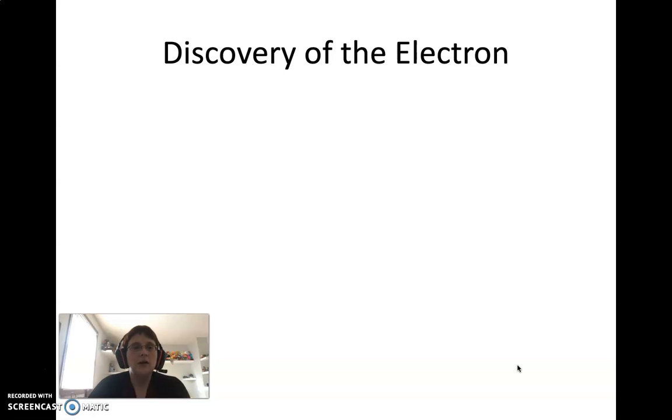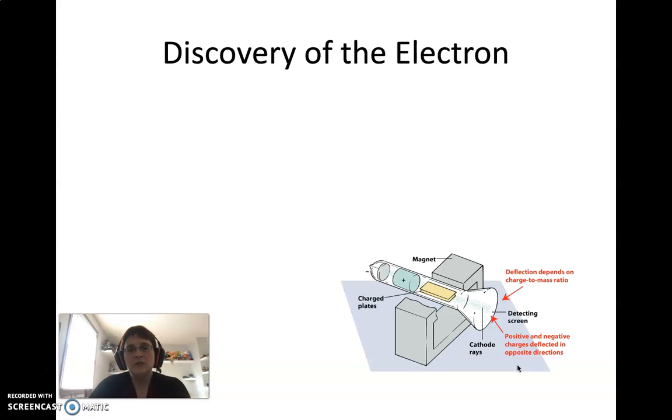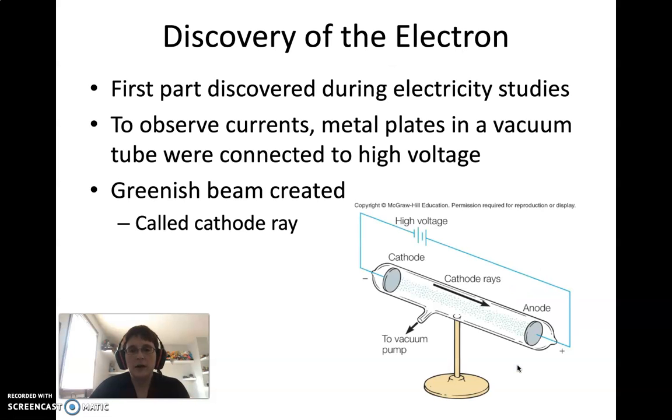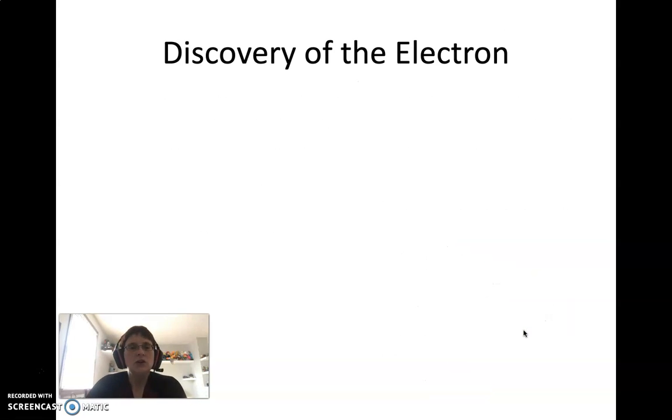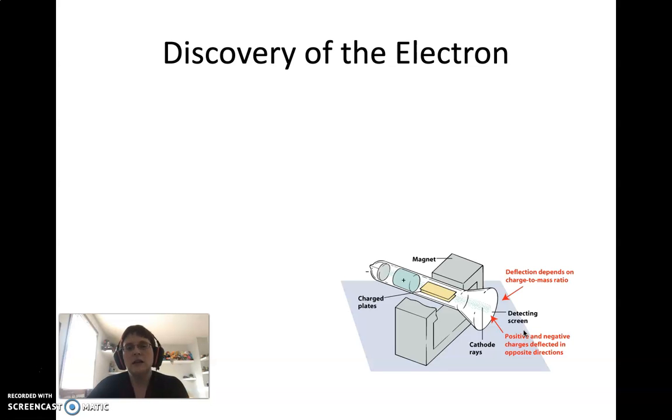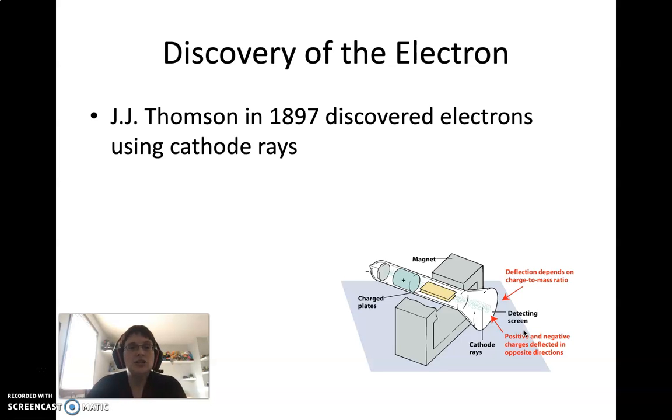So they started to wonder what this greenish beam was. They were pretty sure this wasn't actually just electricity. They thought maybe it was a material of some sort. So they set up a new experiment. J.J. Thomson in 1897 discovered electrons using these cathode rays. He figured out that these were a particle, and a particle that had a charge.